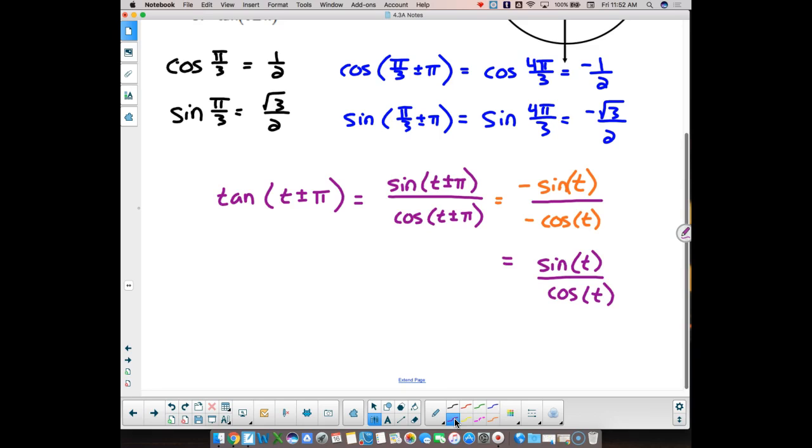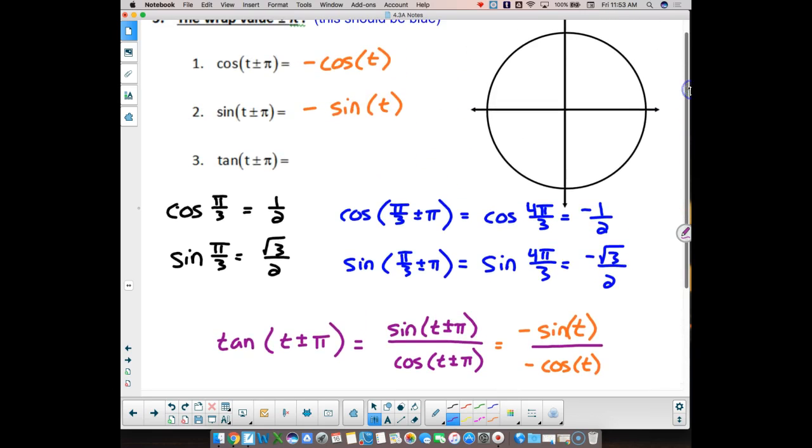And what's sine divided by cosine? Tangent. So this equals the tangent of t. So this is the tangent of t. And no need to two-finger that one because we mathematically proved it.